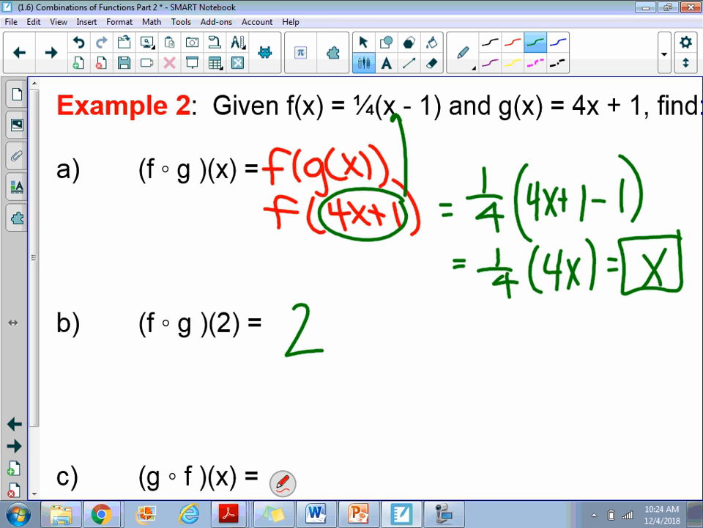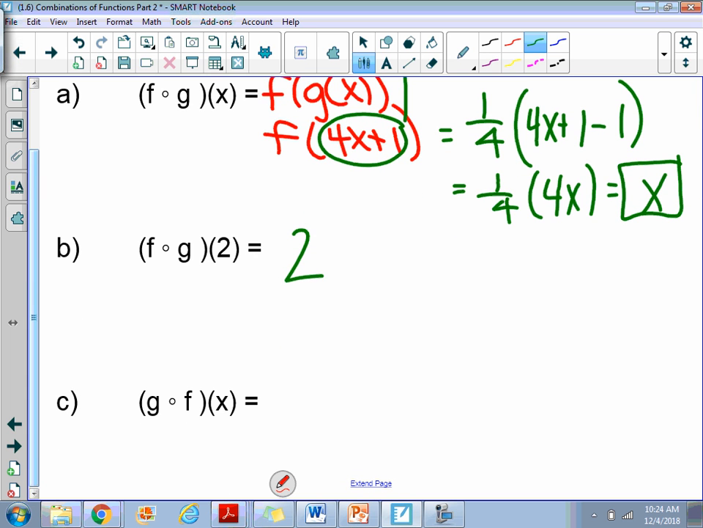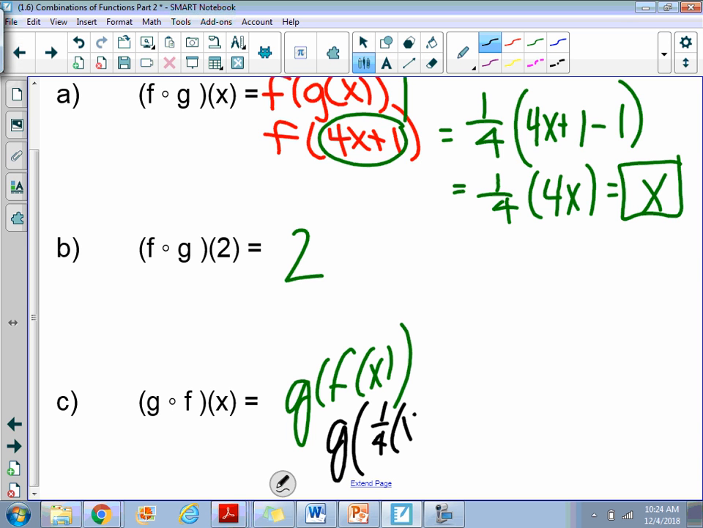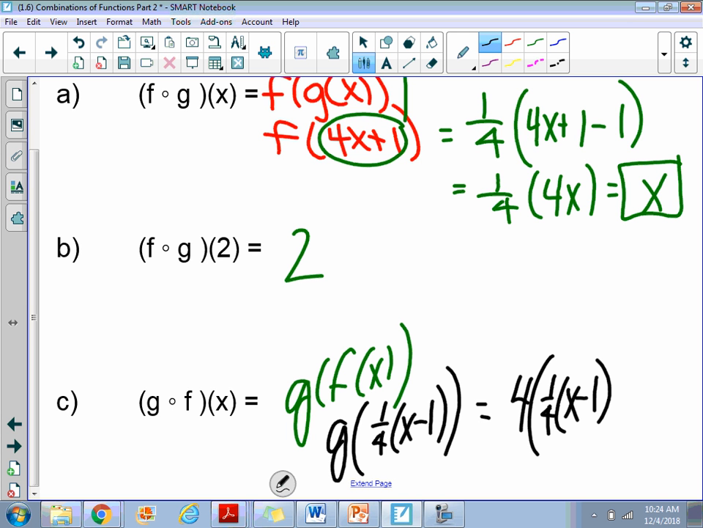All right, letter C. This time I want it the other direction, g of f of x. So g of f of x. Do you FOIL the 1/4? Okay, so then this is going to give me g of x minus 1. All right, so that's going to give me 4 times 1/4 times x minus 1, plus 1. So could you distribute the 1/4 before you plug it in to make it easier?